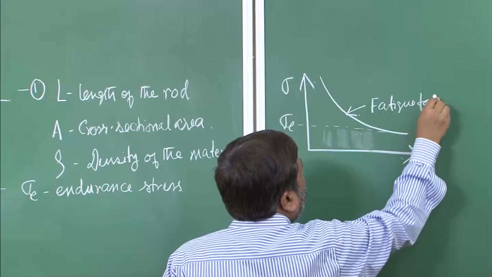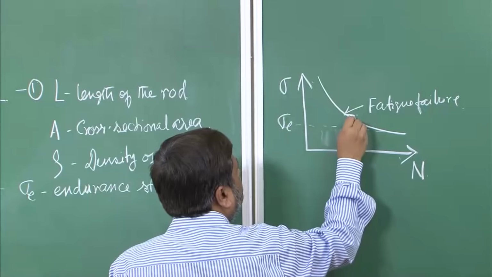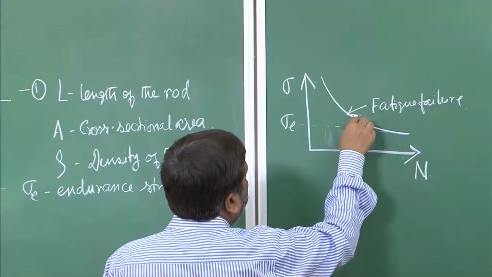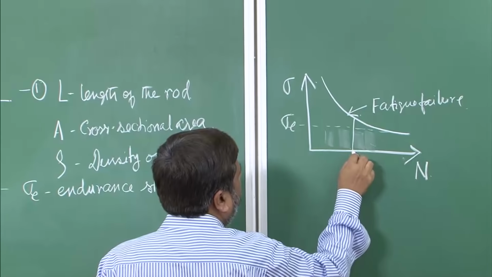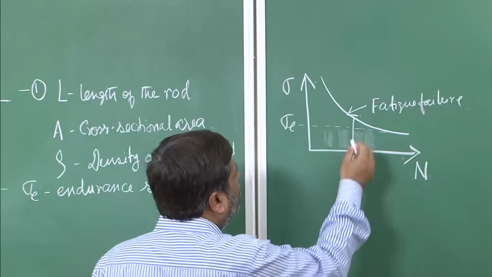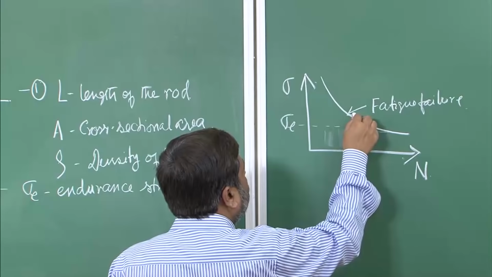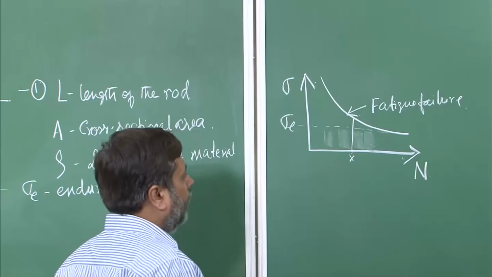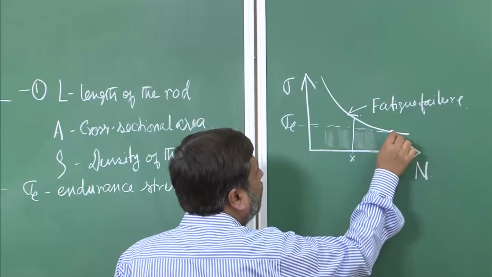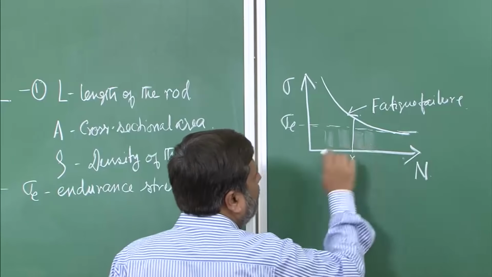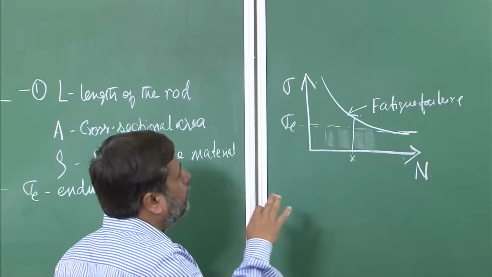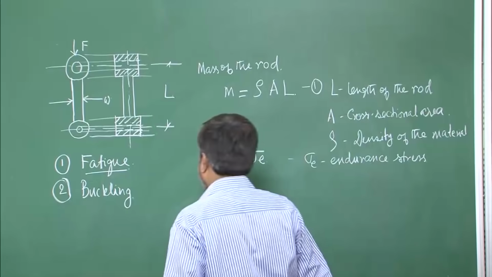Suppose this is my number of cycles, and if the stress level goes beyond this point at this particular fatigue level, at some x number of cycles, 10,000, 20,000 or so, the moment stress goes beyond this, the whole thing is going to fail. But if the stress remains below this sigma level, then you will never come across this line. That is the good part of it, and hence we always try to keep the stress below the endurance stress level.